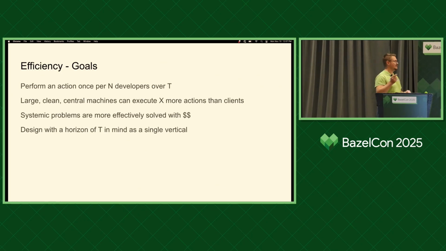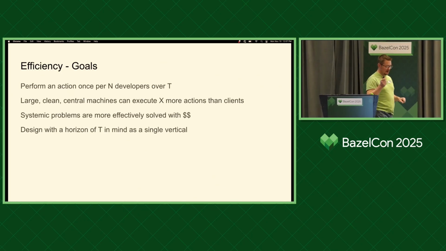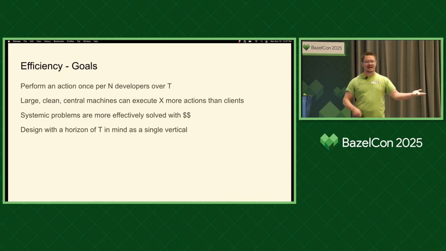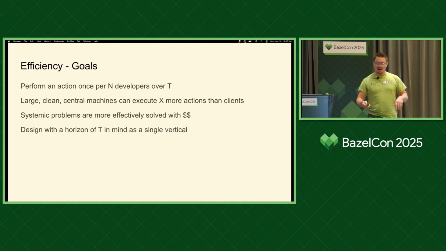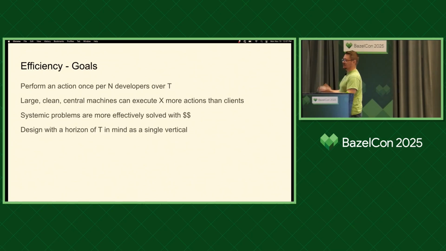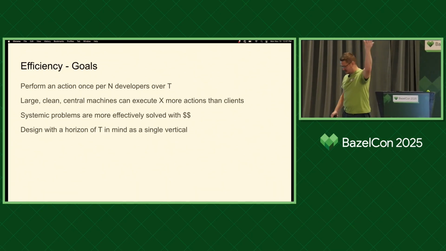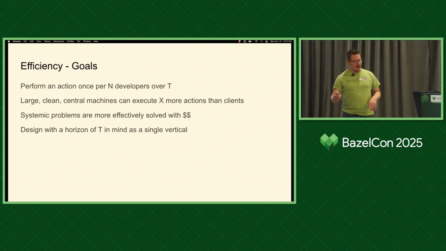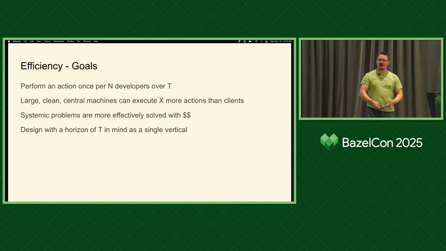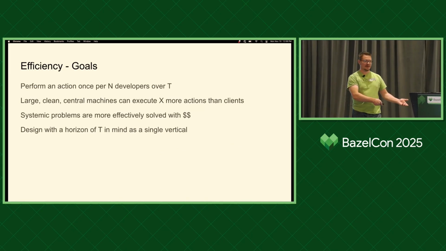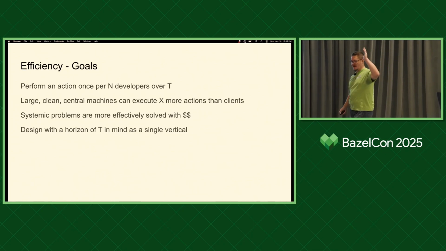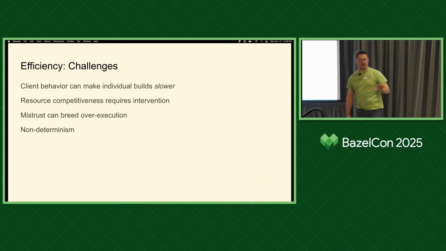The large clean central machines that can execute more actions than the clients is also a benefit. If I have a cluster with 10,000 cores, I can probably execute things, or maybe ideally execute things, with more cores, more concurrency than an individual client build with 16 or 25 cores. It's immediately going to date this presentation because next year we're going to have 10,000 cores sitting in front of us. Systemic problems are also more easily solved with money whenever we deal with this. That means that you can hopefully throw money at the problem and fix it. Money is a lot cheaper or a lot less time consuming than 6 interns to solve the problem. And specifically, we can design with a time horizon of T with a single vertical associated with what we're doing.